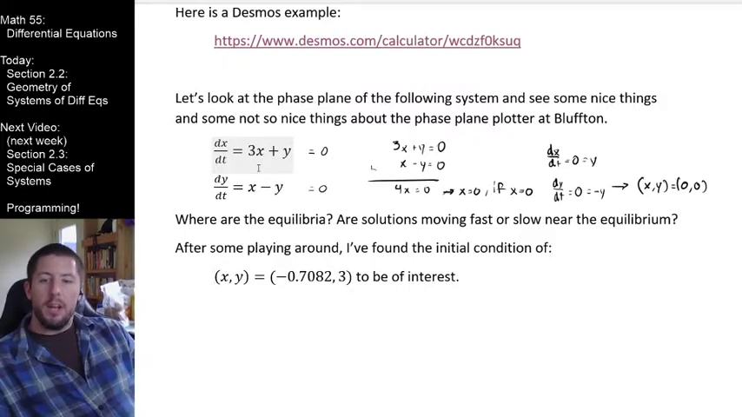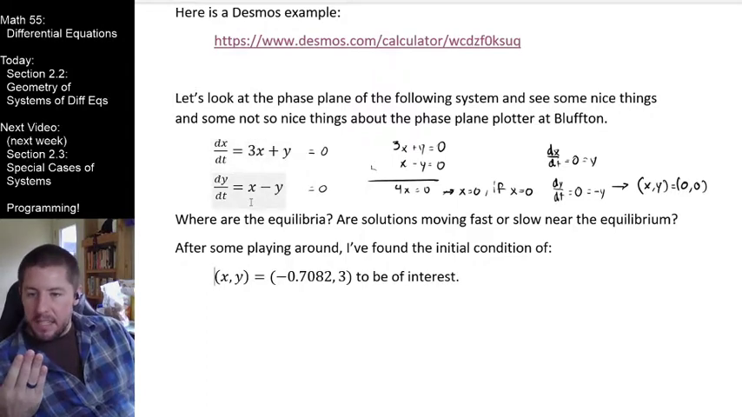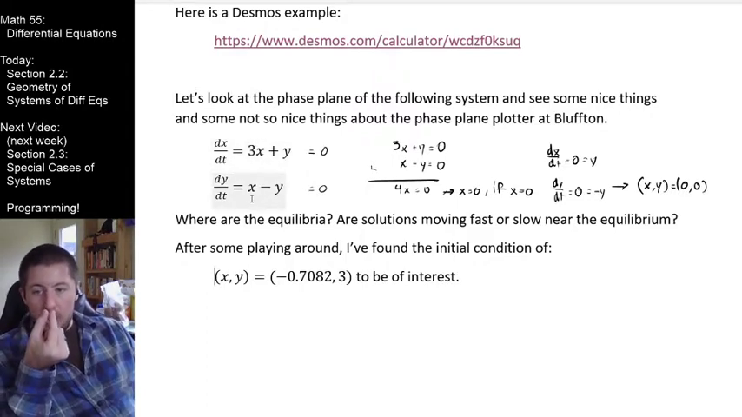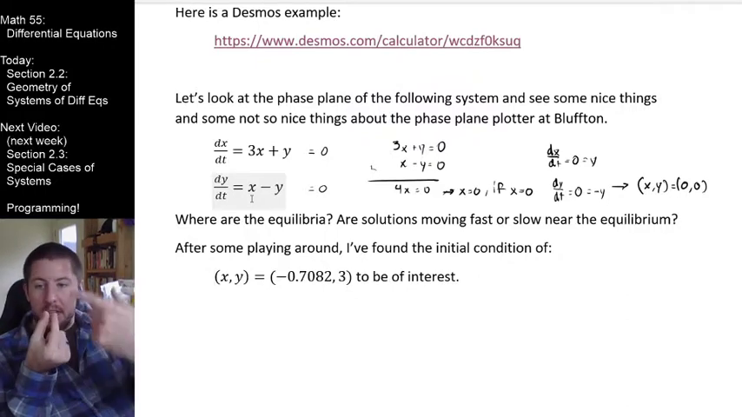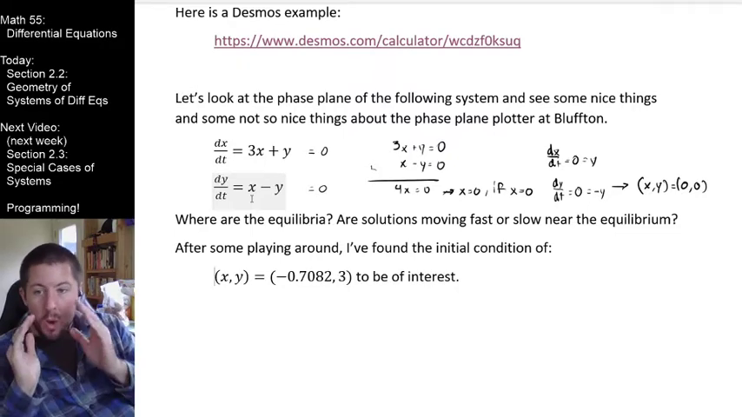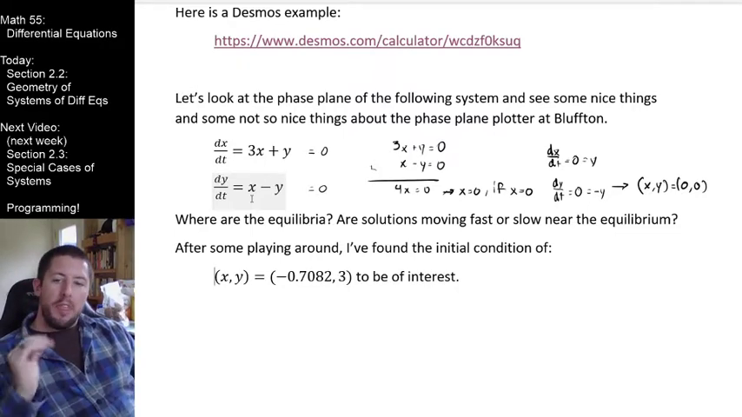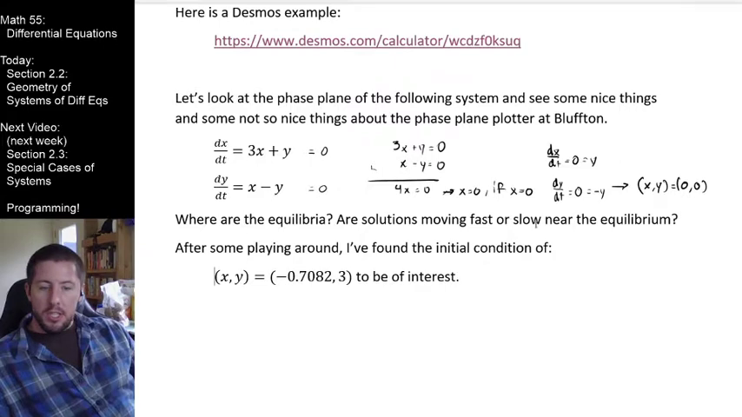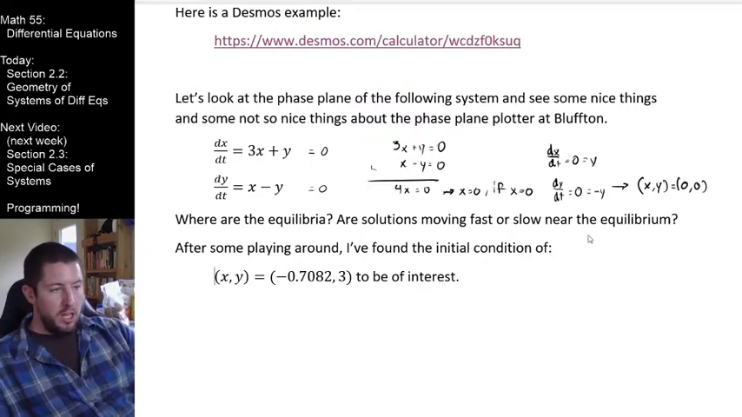On the other hand, if we look very near the origin at like 0.1, 0.1, then you should recognize that we're seeing vectors of length like 0.4 in the x direction and again 0. So near the origin, that vector would be less than 1/40th as long as the one at 5, 5. We can't see that right there. So I think our solutions are moving very slowly near the equilibrium, just by comparing two points.